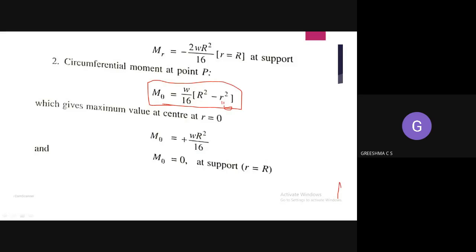So circumferential moment, maximum moment will be developing at the center. The center, that is the origin point, you can say small r is equal to 0. And at the supports also there will be some kind of moment, so you have to find that out also.